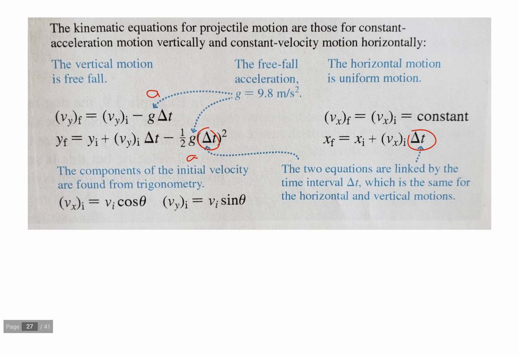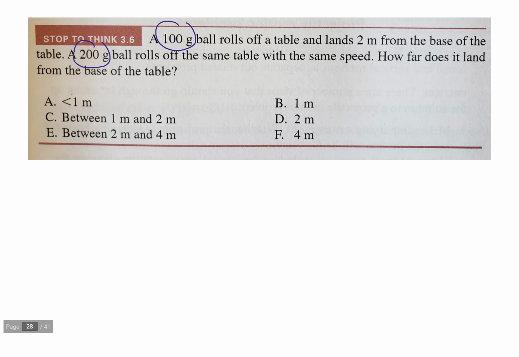Okay? So if that's the case, then who cares if they're 100 grams or 200 grams? They are rolling off the same table. They are using the same gravity. They have the same speed. So how far do they land from the base of the table? The answer is the same distance. 2 meters from the base, both cases. The answer is D.